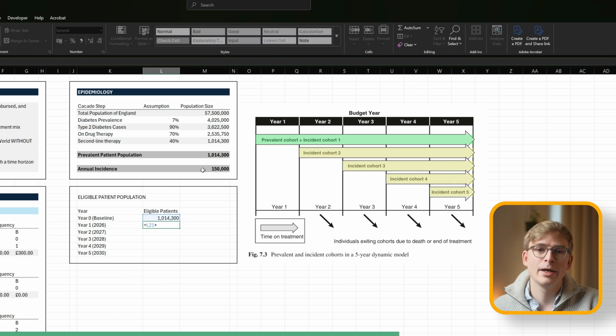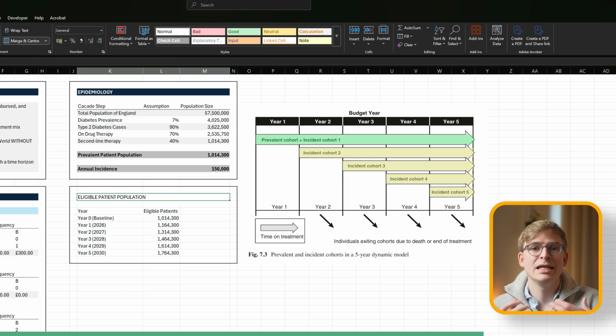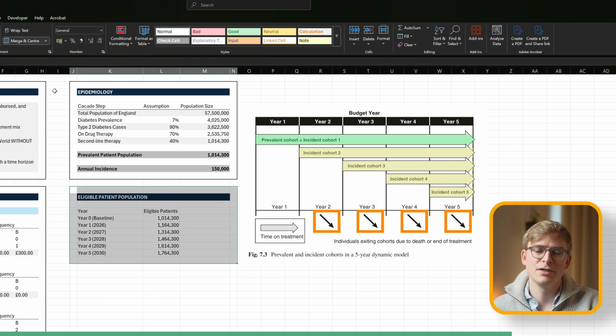What we haven't accounted for in our model is patients exiting our budget impact model, either through death or end of treatment, as indicated via these arrows that you can see in the figure.